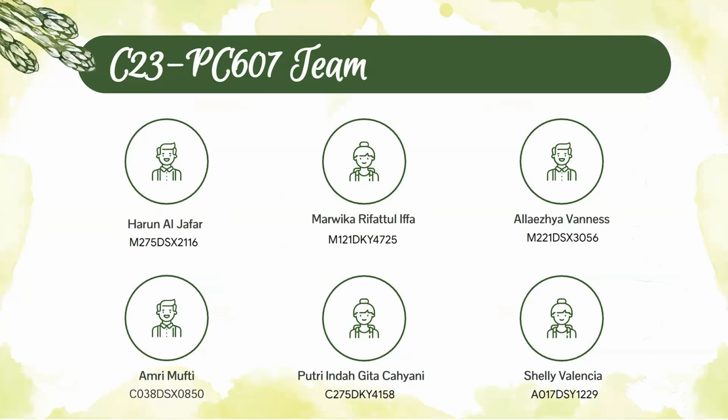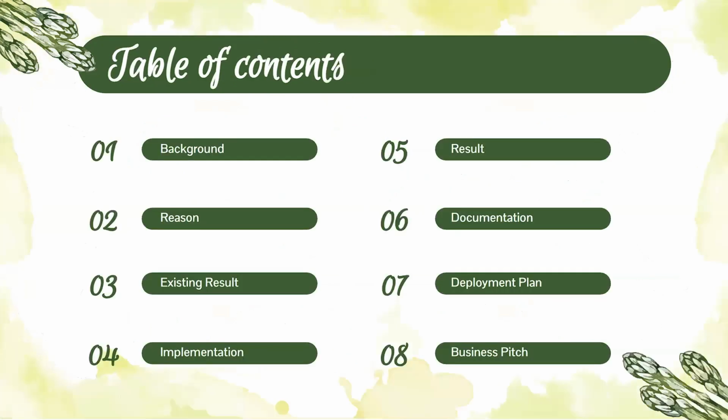And next, the table of contents will be explained. The first one is about background, and the second is about recent. The third is existing result, implementation. 5 is result, 6 is documentation, deployment plan, and the last is business pitch.